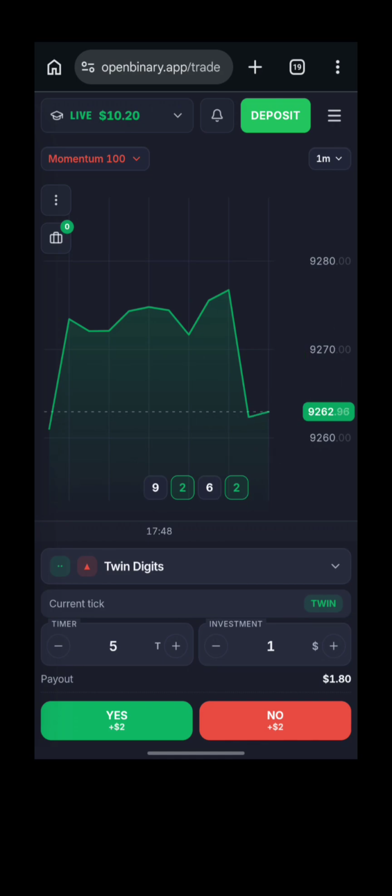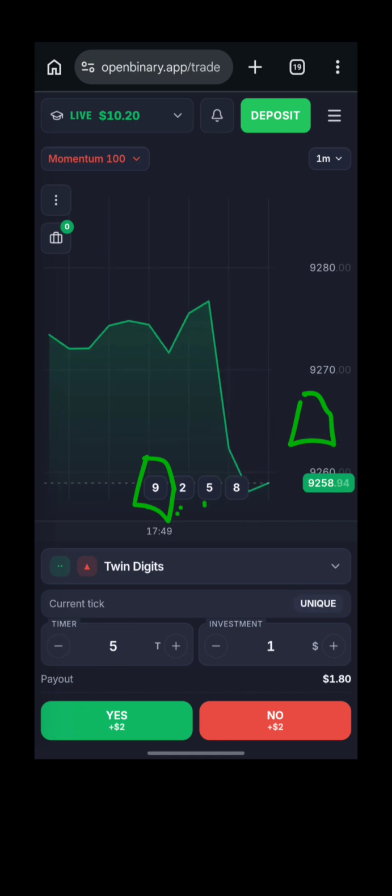What happens in twin digits is that we predict if there is going to be a repeat in the resolving digits. The resolving digits can be 9, can be 2, can be 6, but most probably we will be focusing on the 9, 2 and 6 because these are the first coming digits. We wait and see if there is a repetition in any of the digits, and if there is, we click yes.